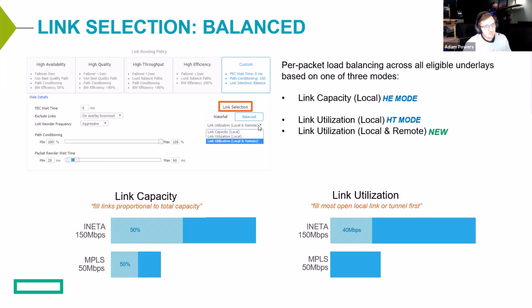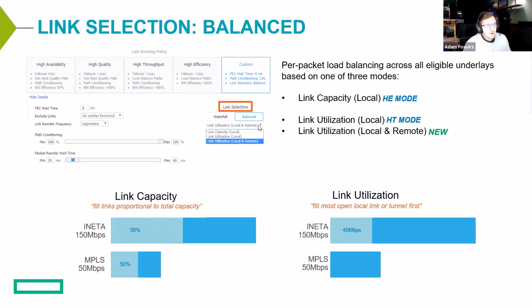So by default, and historically, when we're talking about load balancing, like high throughput and high efficiency modes, we use the local link, its current utilization, not the tunnels that you were sending on, but the INET A, what is its overall utilization? That's what we mean by local.